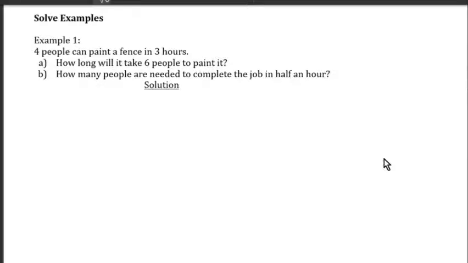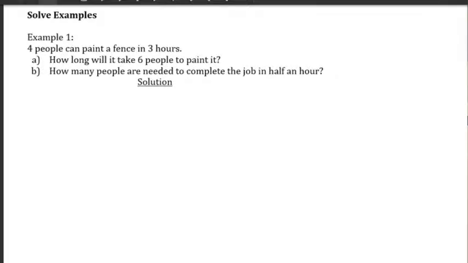Example 1. 4 people can paint a fence in 3 hours. A. How long will it take 6 people to paint it? And B. How many people are needed to complete the job in half an hour? To solve this, we need to identify the units that we are given in the question. We have 4 people working in 3 hours, and the first question is asking us for how long. So that would be in hours, and we also have the people. So let's write out the proportion.